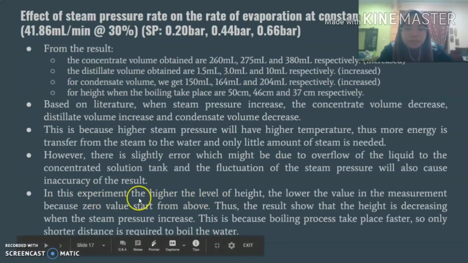And in this experiment, we need to record the height, and the higher the level, the lower the value in the measurement. This is because the reading we take starts from the top, and we know that the zero value starts from above. And so this is the value we obtain. Therefore, the result shows that the height decreases when the steam pressure increases. This is because the boiling process takes place faster, so only a shorter distance is required to boil the water.